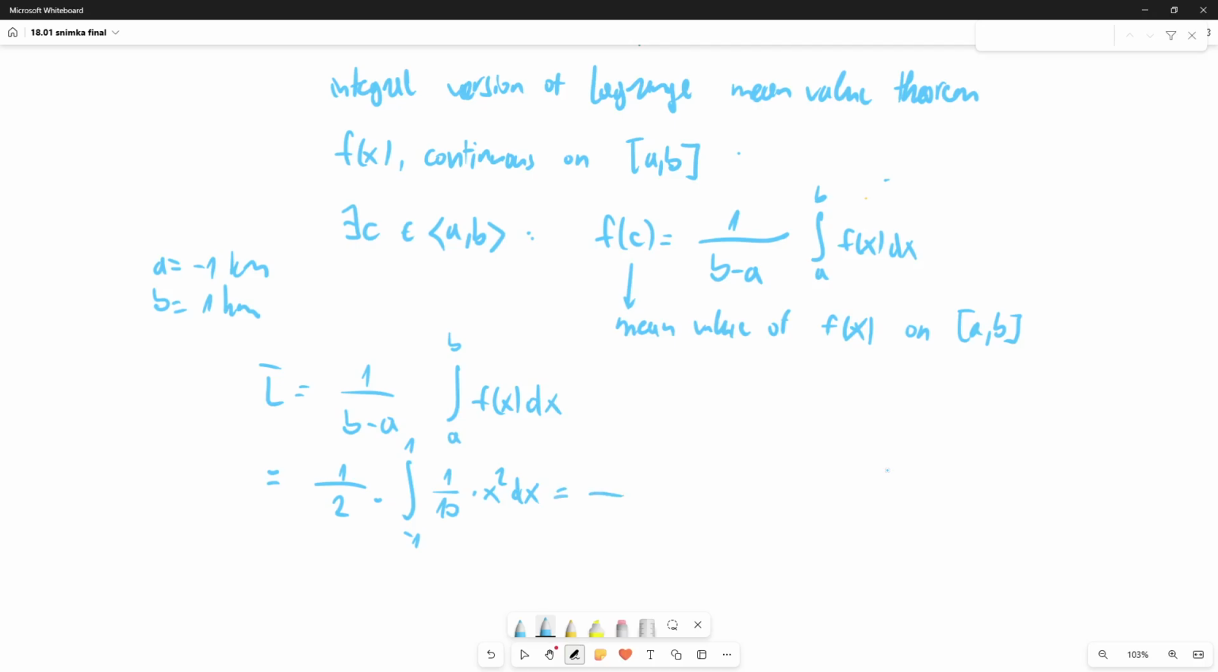So this is 1 over 60 times x to the power of 3 going from x equal to minus 1 to x equal to 1, which is equal to 1 over 60 plus 1 over 60, that is 1 over 30 in kilometers, but we need to find the average length in meters. So in this case, this average length is equal to 1000 over 30, or 100 over 3, and this is approximately equal to 33 meters.